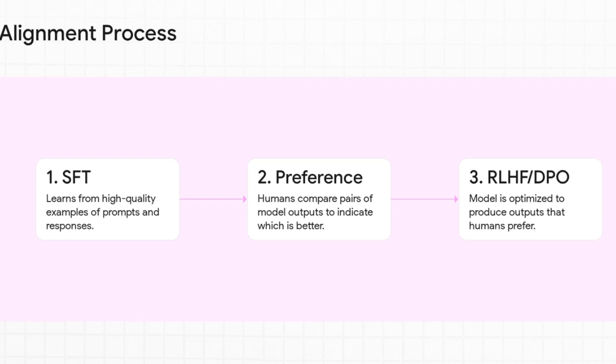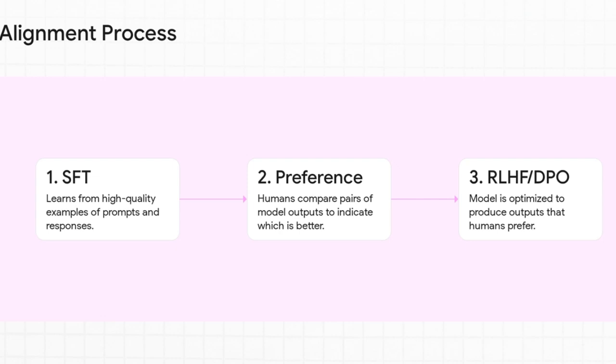It's a really cool 3-step process. First, there's what's called supervised fine-tuning, or SFT. This is where the model learns by seeing thousands of high-quality examples of good conversations. Step 2 is preference modeling. Here, human reviewers are shown multiple AI answers to the same prompt, and they rank them from best to worst. This teaches the model what we mean by better.